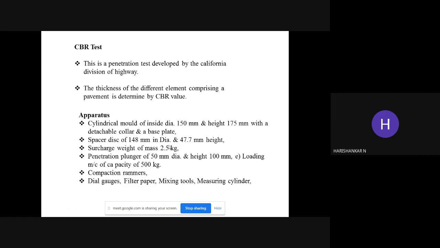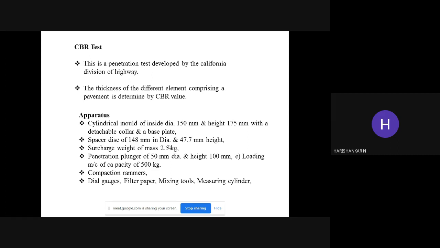First of all there should be a seating load or a surcharge weight, so that under that seating load the plunger will get in contact with the specimen properly. Initially it will not come in contact with 100% of the surface area, due to some irregularities. Once you press it with some 2.5 kilogram, then it will come in contact with all the available surface area. After that you can apply the penetration.